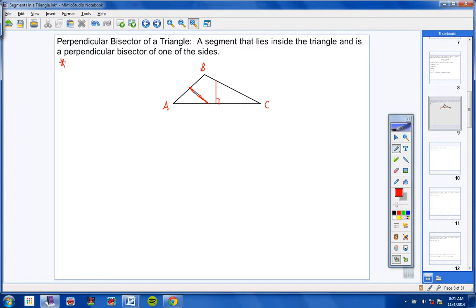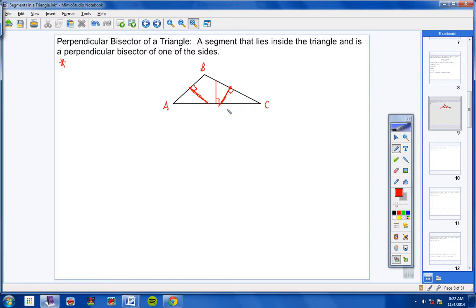Now let's draw the third and last perpendicular bisector. Let's go to the midpoint of this side over here and draw the perpendicular bisector. Actually, that point should be a little more down here. Let's draw a perpendicular line here. Does everybody see what we've done? Let's not go any further until you understand this. A perpendicular bisector of a triangle is a segment that lies inside the triangle and is a perpendicular bisector of one of the sides.